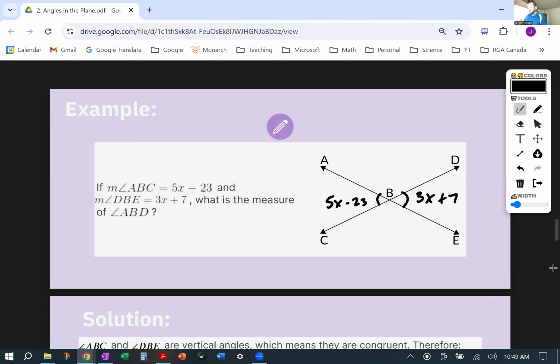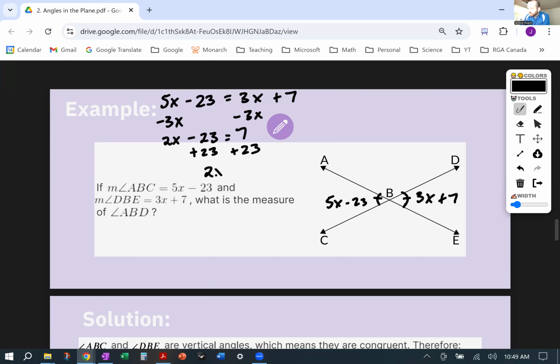And some of you might know how to solve this already. If you do, that's great. These are vertical angles, so they are congruent. Because they're equal, we just write an equivalent statement with algebra. So we write 5x minus 23 equals 3x plus 7. And we just solve the algebra. That part's easy enough. I think everybody knows how to solve this algebraically, but I'll just write out all the steps here. So we get x equals 15.